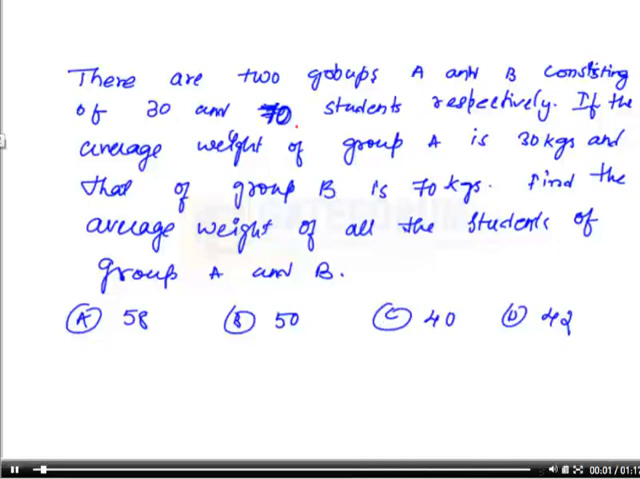In this problem, it is given that there are two groups, A and B. A contains 30 students whereas B contains 70 students. Now the average weight of group A is given as 30 kgs whereas B is 70 kgs. Now we have to find the overall average weight of the students. Now let us look into the problem.